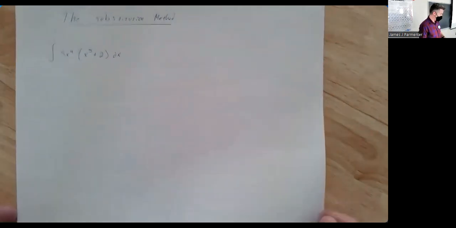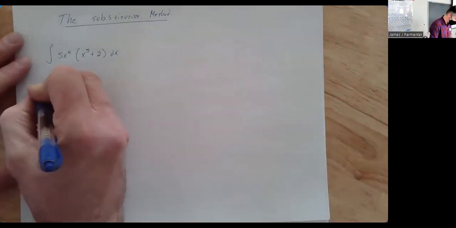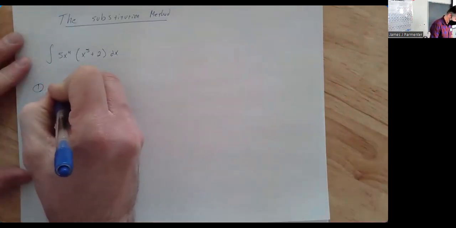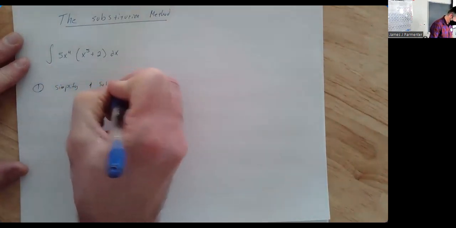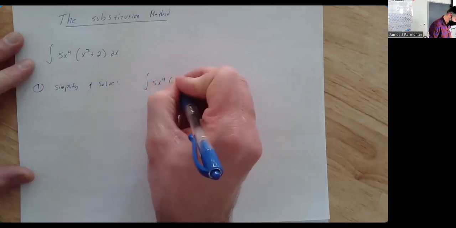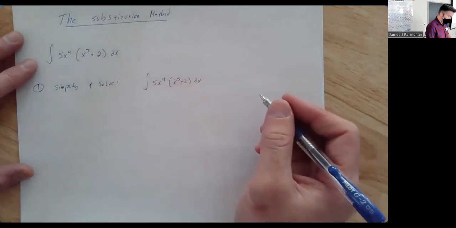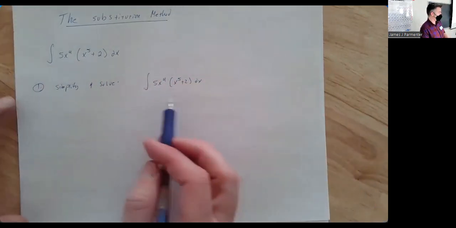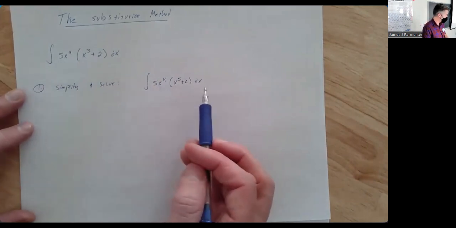Now, in this case, we can totally just simplify this, right? We could multiply it out. So if we simplify and solve, let's see what happens. Well, the integral of 5x to the 4th times x to the 5th plus 2, we can multiply through the 5x to the 4th, right? So what I should say is you can't integrate these separately, right? You can't say it's x to the 5th times x to the 6th over 6 plus 2x.